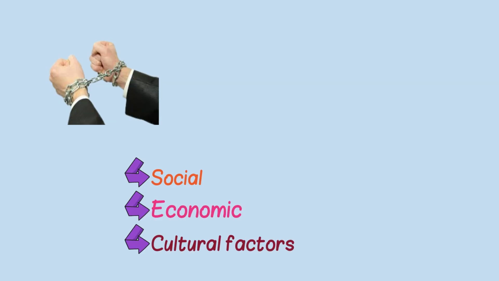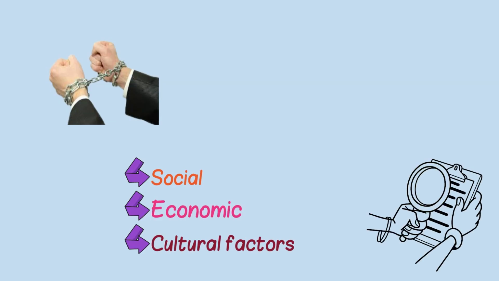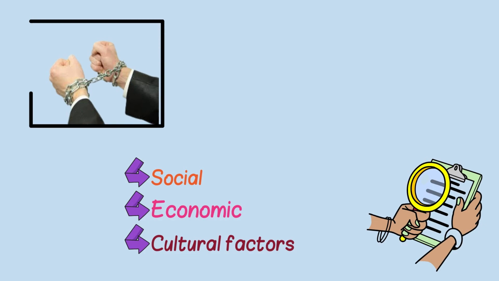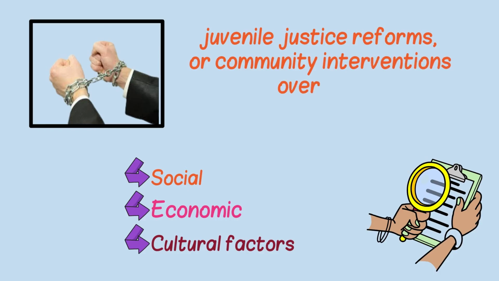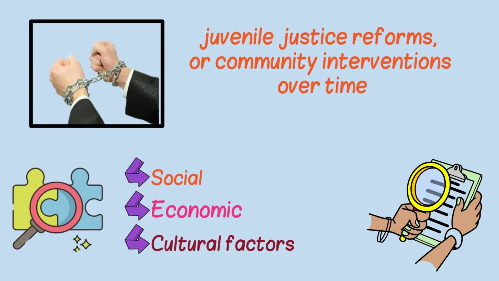For instance, these statistics can reveal whether specific offenses are increasing or decreasing, offering clues about underlying social, economic, or cultural factors. Such trend analysis is instrumental in evaluating the effectiveness of crime prevention programs, juvenile justice reforms, or community interventions over time. Additionally, official statistics offer the advantage of comparability.